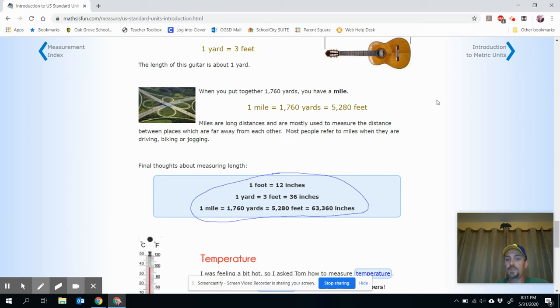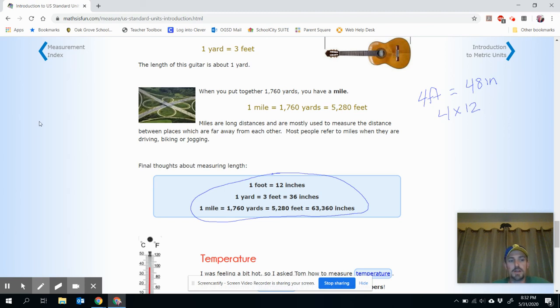Sometimes you'll get a unit of measurement like this. You might get 4 feet, and somebody might ask, how many inches is that? And you're going to have to say, well, since 1 foot is 12 inches, I've got 4 times 12. And so 4 feet equals 48 inches.